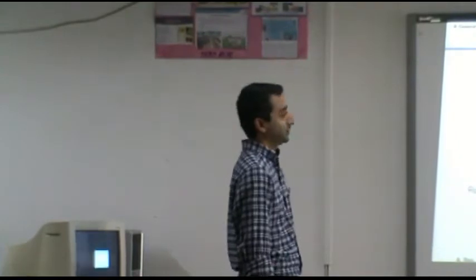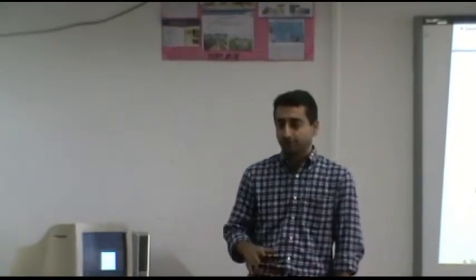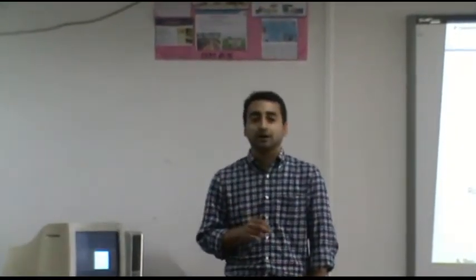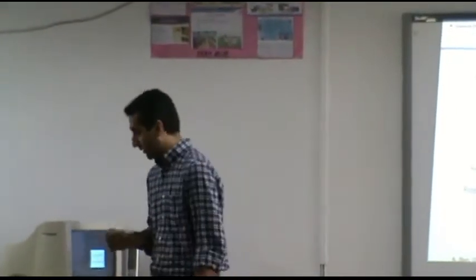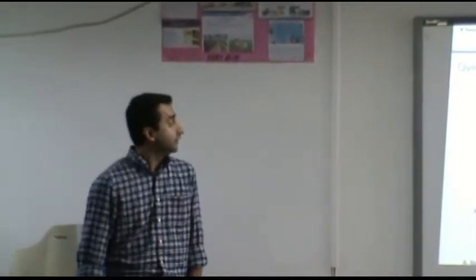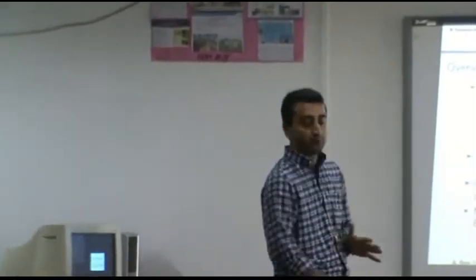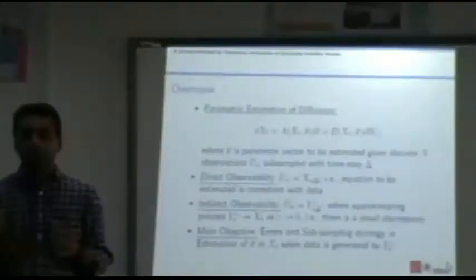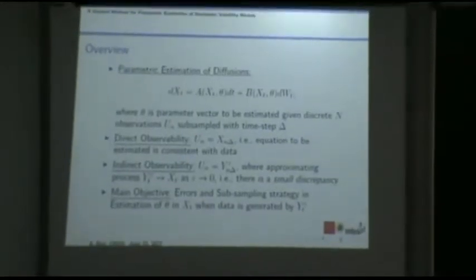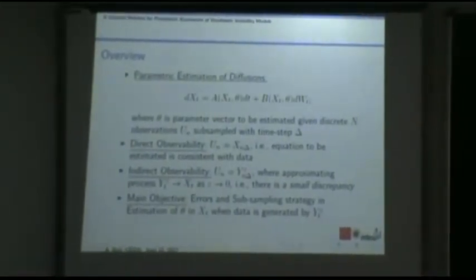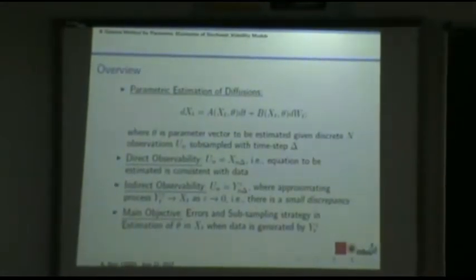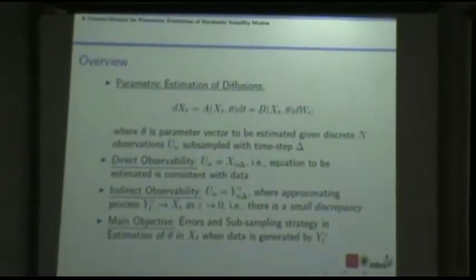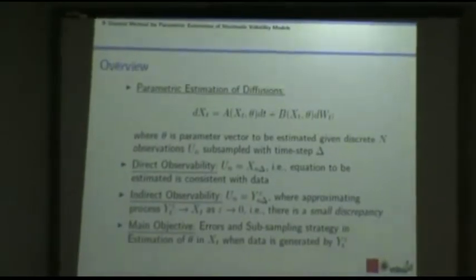The context in which I will be studying the estimation is a general framework that we have proposed here. The general framework is really that of indirect observability. That's the key word that we have proposed. The main objective here, so let me start by giving you the outline of this study.